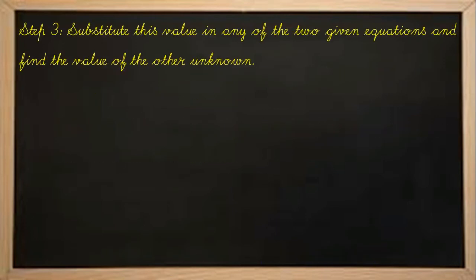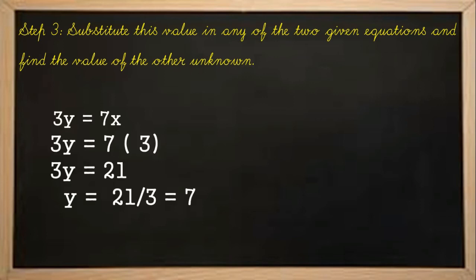In the third step, substitute this value in any one of the given two equations and find the value of the other unknown. That means x is calculated. Now we have two equations. Substitute the value of x in any of the equations. You can take the first equation. So the first equation is 3y is equal to 7x. In the place of x, substitute 3. 3y is equal to 21. y is equal to 21 by 3, which is equal to 7. Hence the solution for the first equation is x is equal to 3 and y is equal to 7.